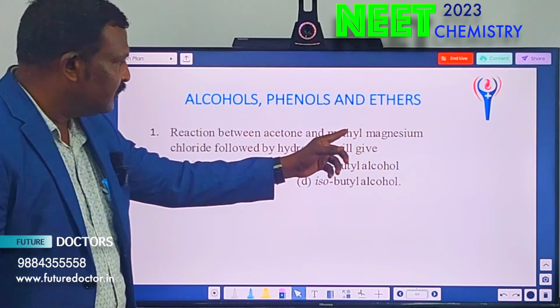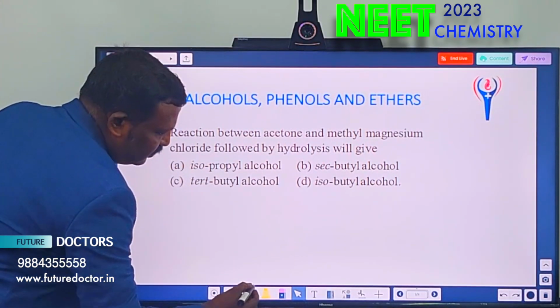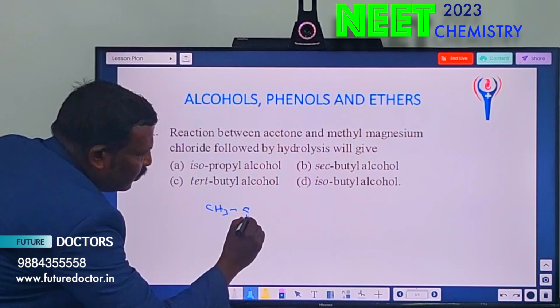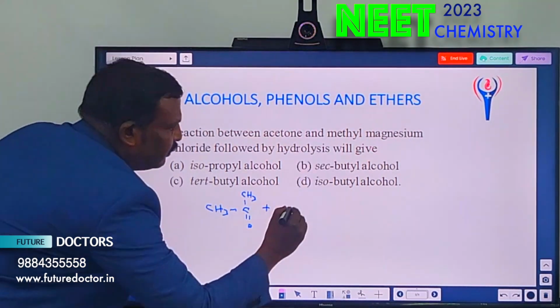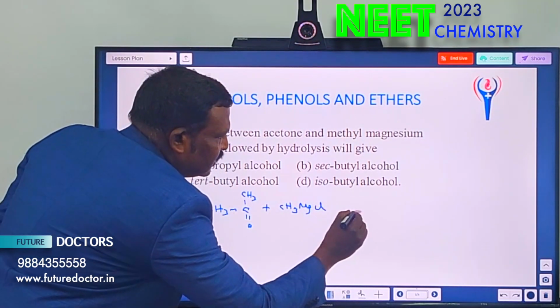That is acetone and methyl magnesium chloride. So just write it like this, and you can get the product. What is the formula for acetone? CH3, C double bond O, CH3. This is called acetone. Methyl magnesium chloride, CH3MgCl. So these two are reacted together.